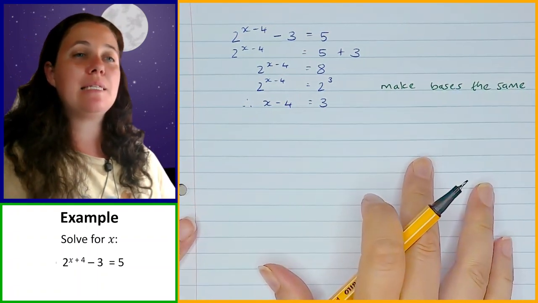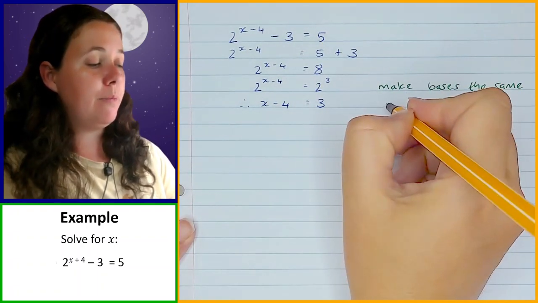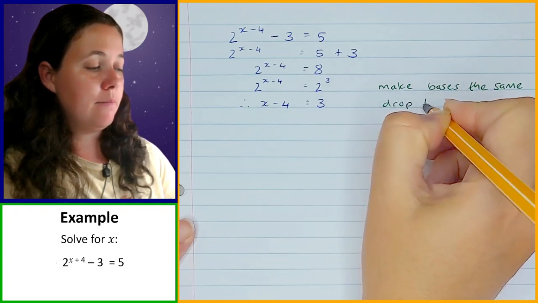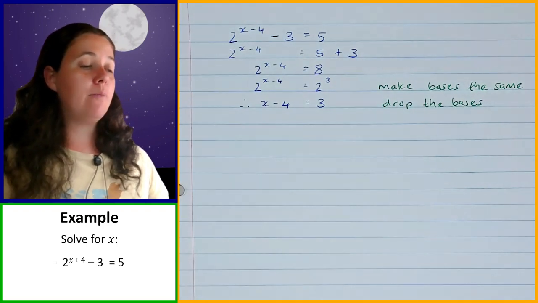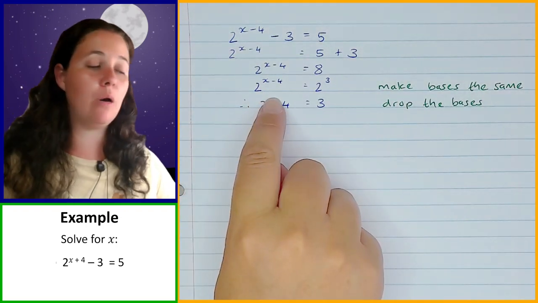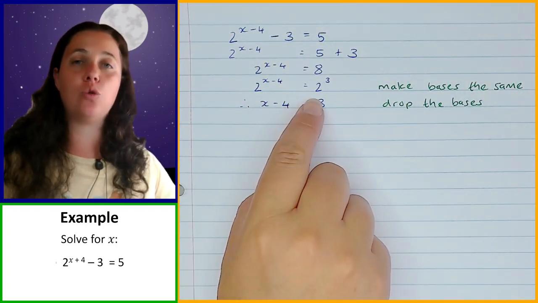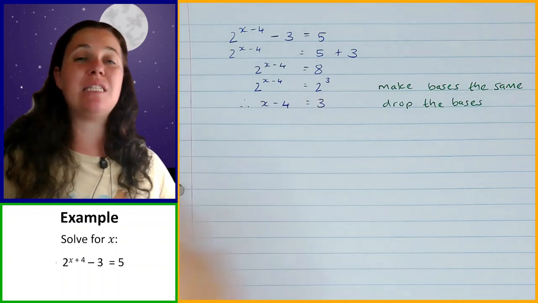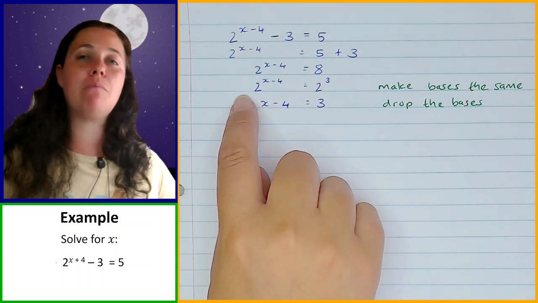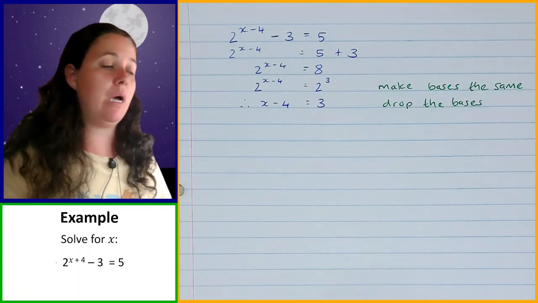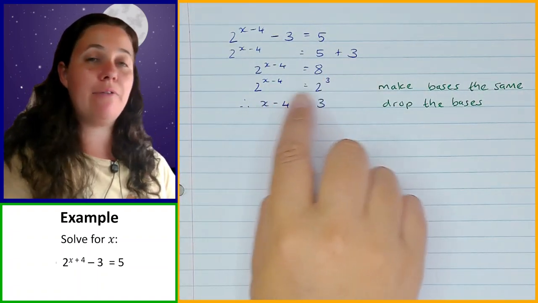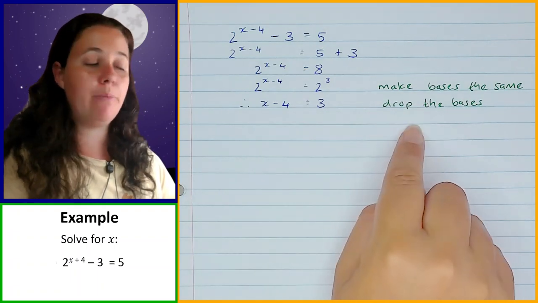Once I've made the bases the same, I can then drop the bases. Please take note over here, I had one power on the left-hand side equal to one power on the right-hand side, and there was nothing else there. It wasn't something multiplied by the power or anything like that. It was just the power equal to another power. So once I've got that, if I have the same base, I can then drop the bases.